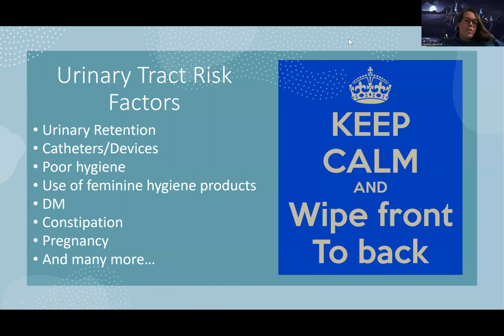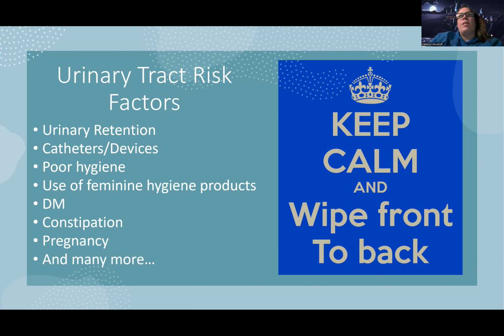So, big risk factors. We already talked about urinary retention. Urinary retention is a big factor, because if your urine is having stasis or staying still, it's going to be more likely to hold on to or grow bacteria. Catheters and devices too, like the Foley catheters and other urinary devices we just talked about. Anytime you have anything in you that's not you, you're going to have an increased chance of a urinary tract infection.